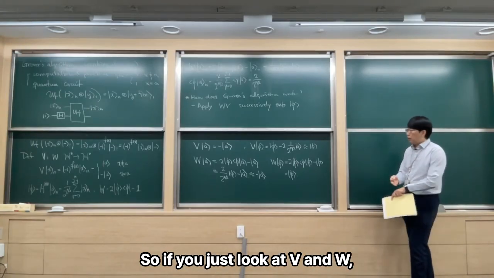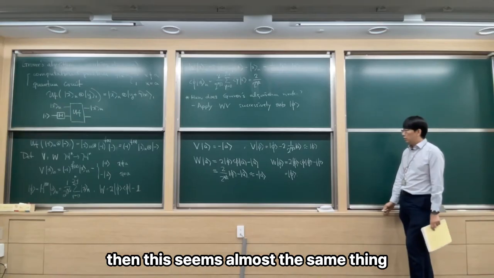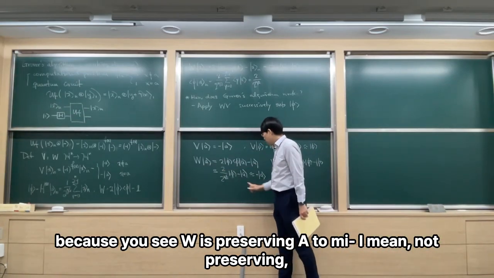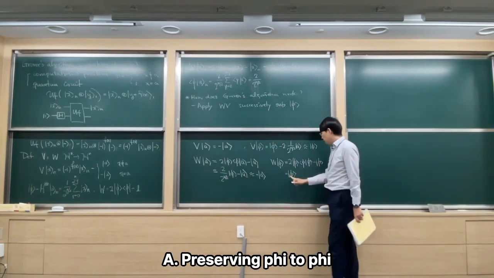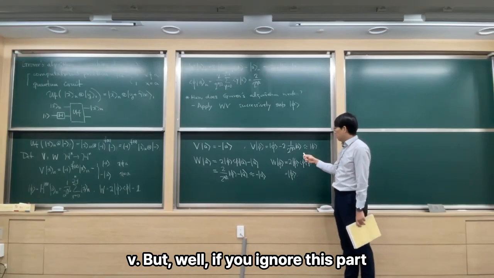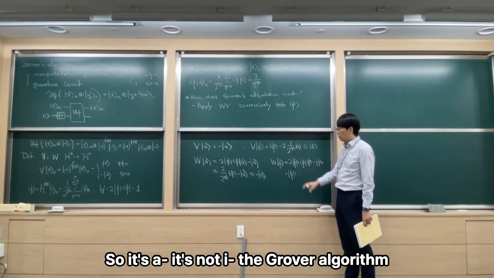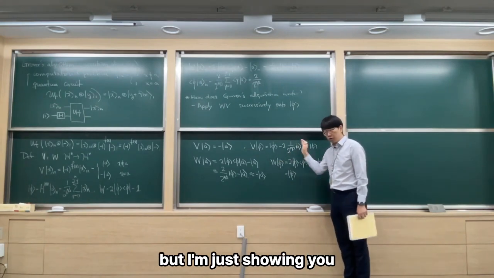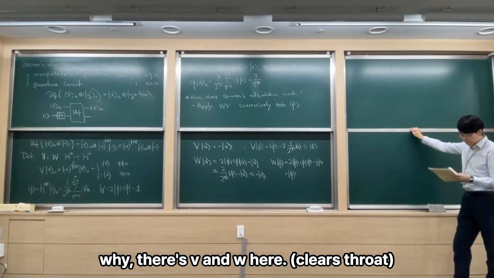If you just look at V and W not rigorously, then this seems almost the same thing, because you see W is flipping A to minus A, preserving phi to phi, and that's the same for the operator V. But if you ignore this part, then there's nothing to do. The Grover algorithm actually depends on not ignoring this part, but I'm just showing you the idea about why there's V and W here.